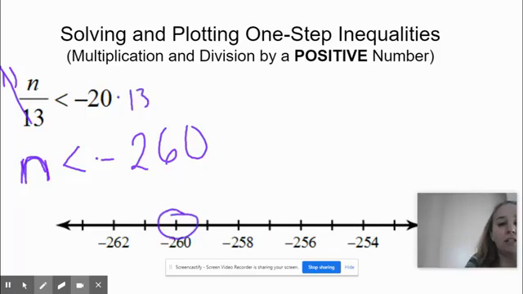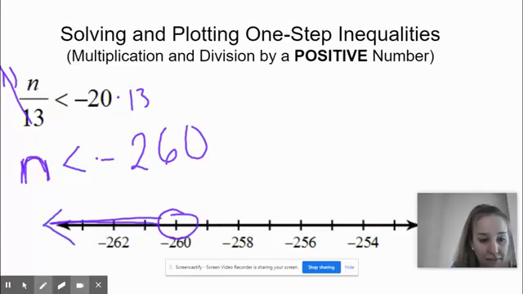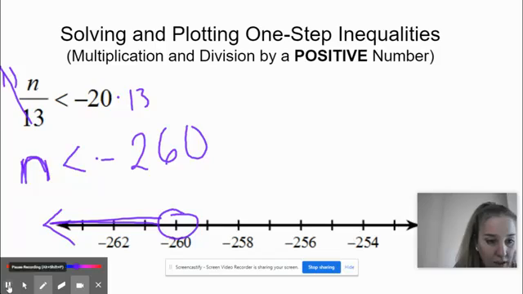So here's my negative 260. It's an open circle. And n is everything less than. So I'm going to go down the number line further and further into the negative land.